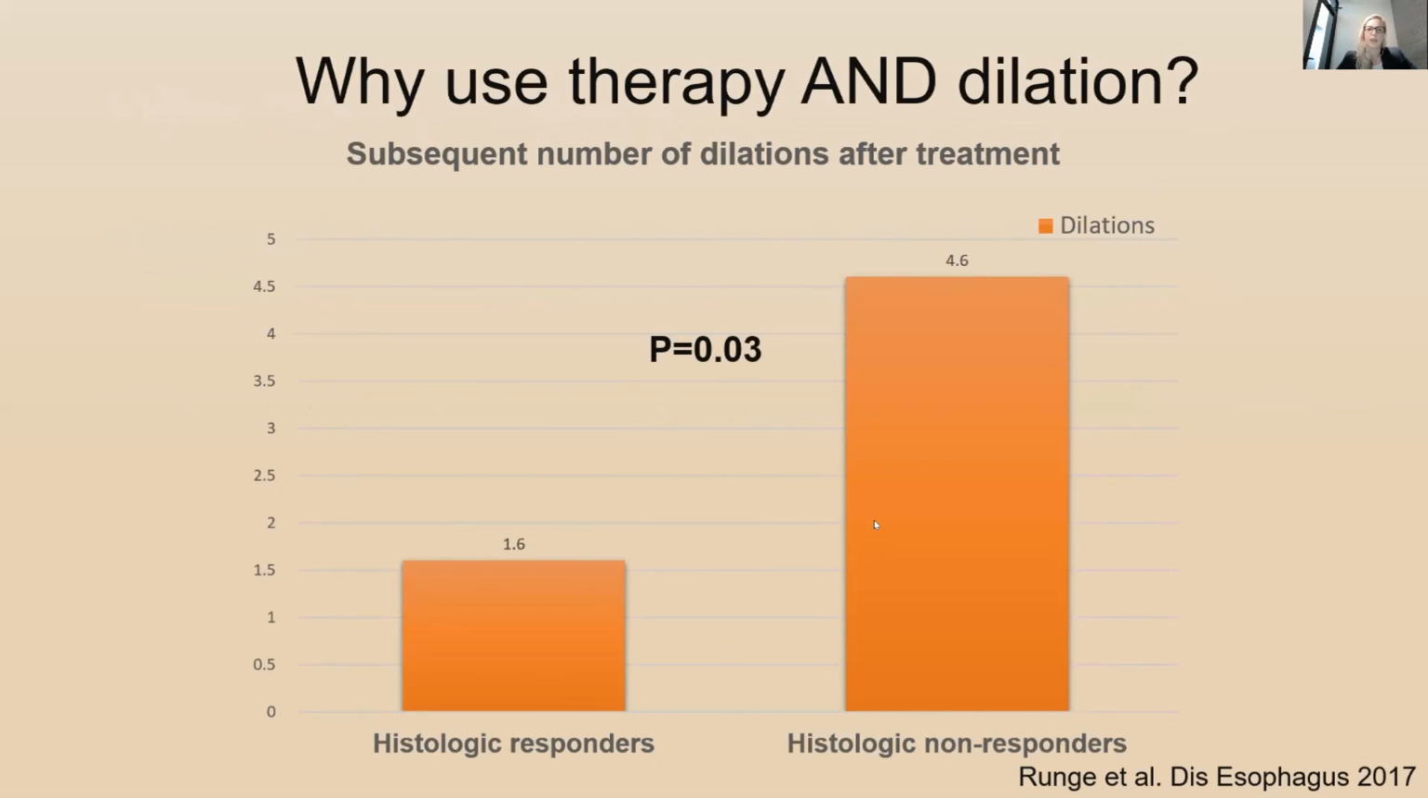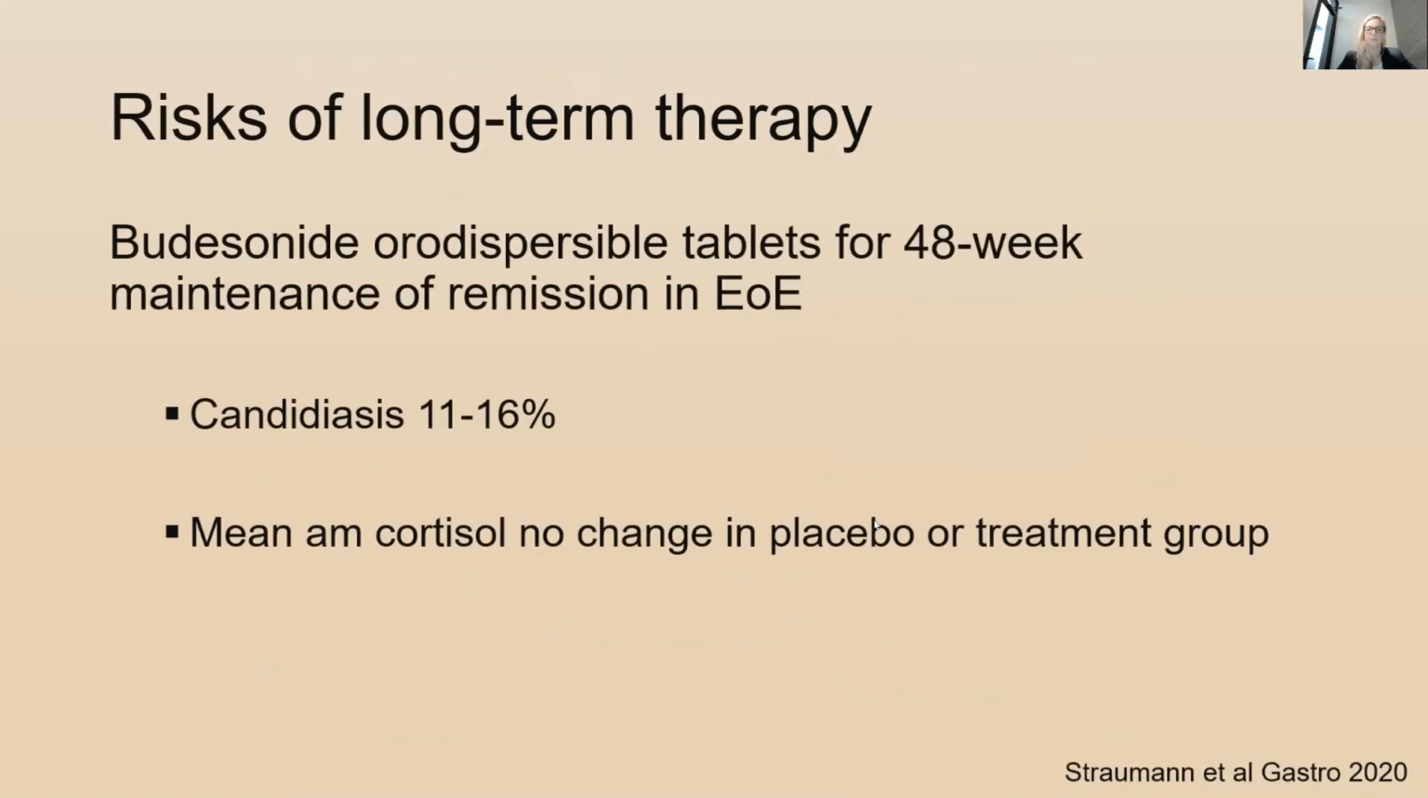So this was a group at UNC studied by Dr. Dellon's group again, and essentially they looked at a group of patients who were treated with topical steroids for an 8-week course and followed them over a median of 19 months. And so those patients that responded to steroids had less than half the number of dilations of the group that didn't respond to steroids. So 1.6 compared to 4.6. And this was a significant finding and really reiterates that we should be using both to decrease the number of procedures, the sedation exposure, and the complication risk.